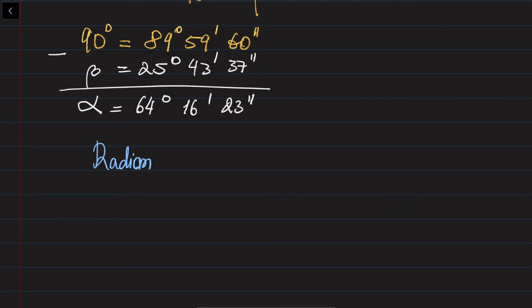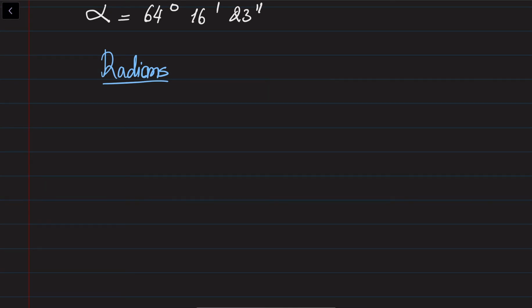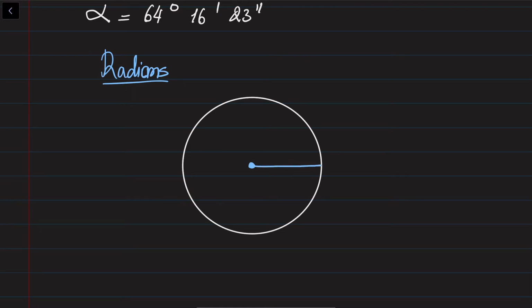Radians. And this is very much connected with the circle. So let's say I've got a circle. So this is my circle. What I would like to do is find the center of the circle, and I would like to draw the initial line.